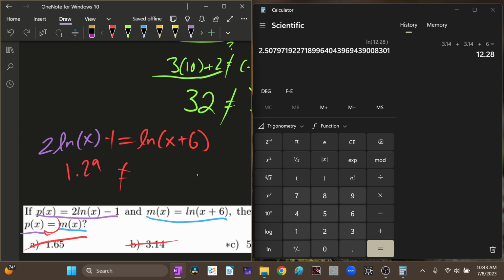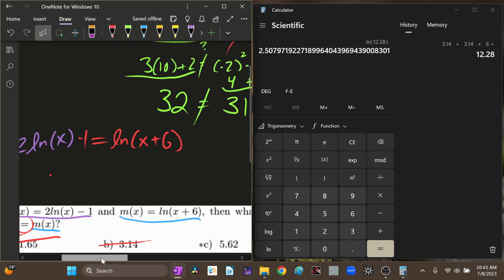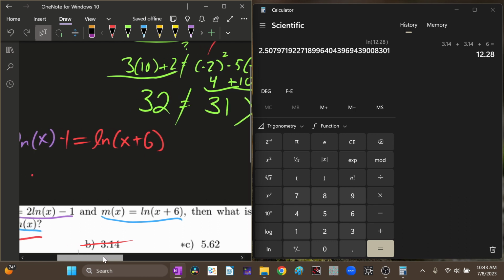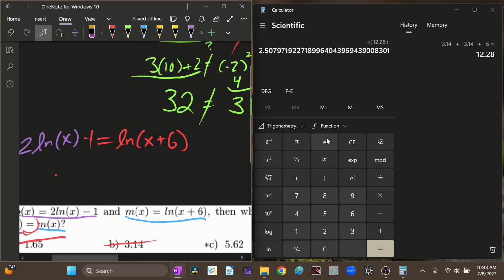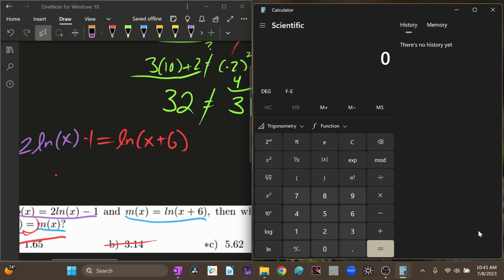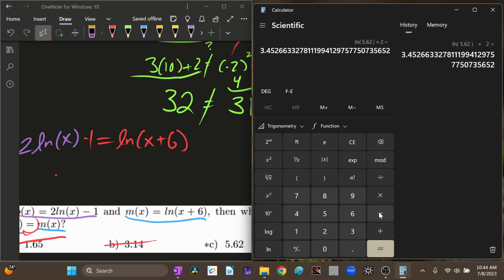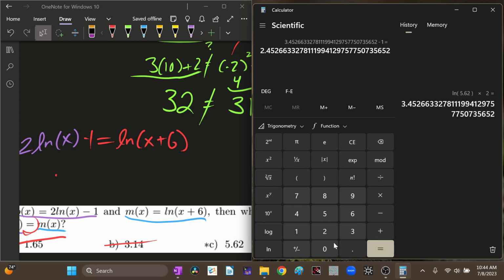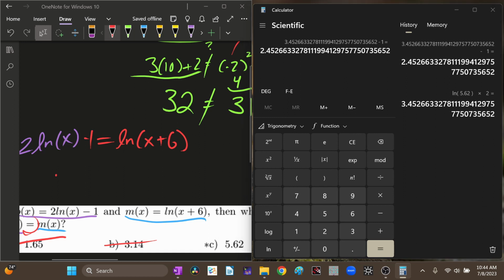Now, what if we use choice C? So choice C is indicated to be the correct answer, but what happens when we use 5.62? So let's find out. We would need 5.62, take ln of it, multiply it by 2, and subtract 1. So that's 2.45, roughly.